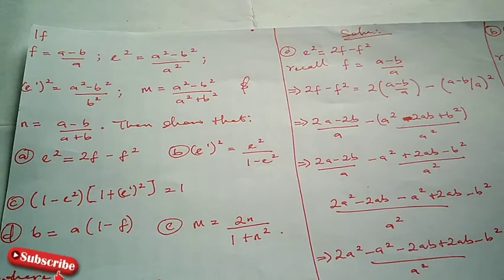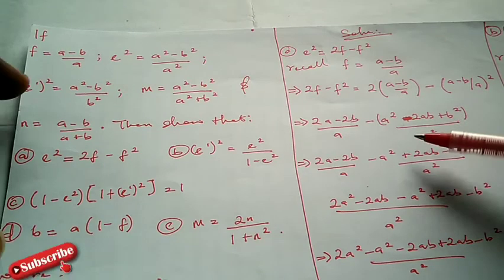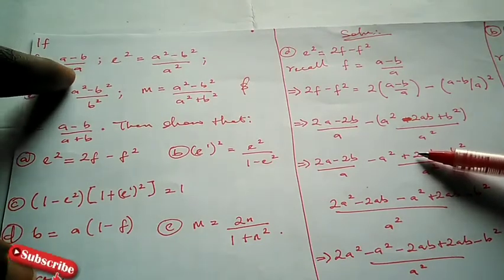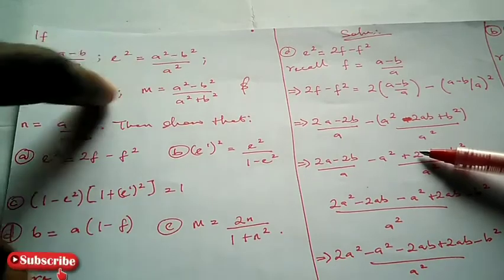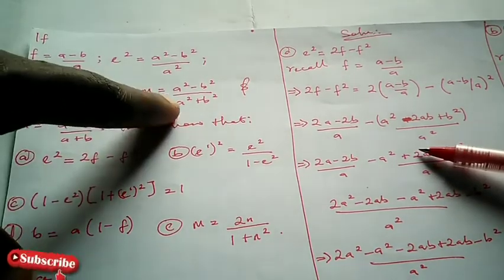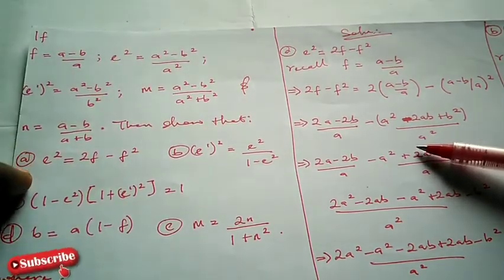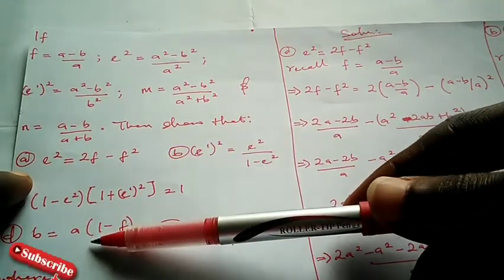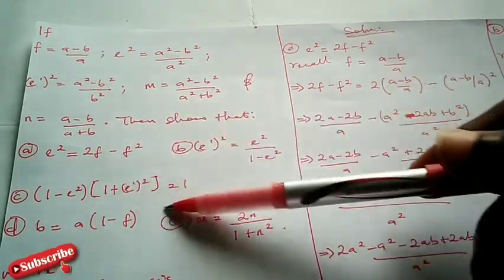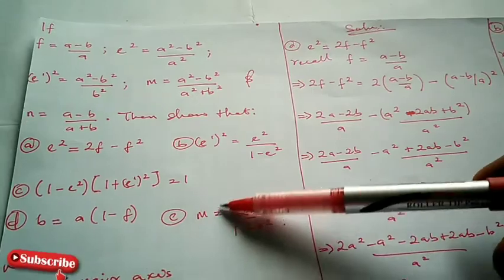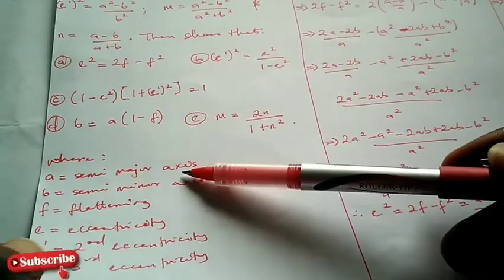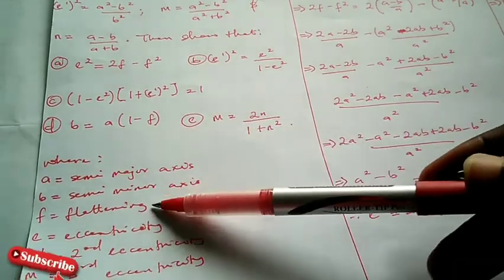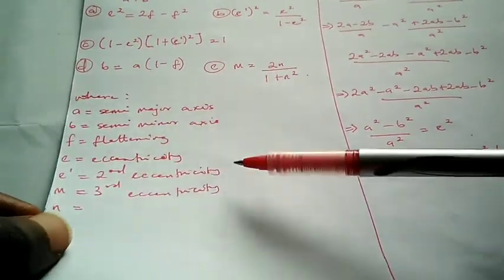So the first thing we are going to look at is that they said f is equal to a minus b all over a, e squared is equal to this, e prime squared this, m this, and then n this. We should show the following relationships. We are given 5 relationships, so they said we should show how they are related. So your a is your semi-major axis, b semi-minor axis, flattening, eccentricity, and the rest of that.